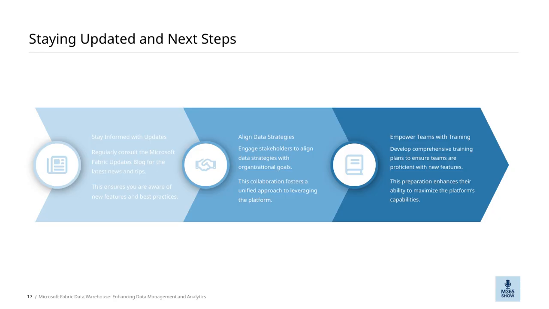Next, engaging stakeholders is essential. When everyone is aligned on data strategies and organizational goals, it creates a more unified and effective approach to using the platform. Collaboration at this level helps maximize the value you get from your data initiatives. Finally, staying informed with the latest updates is vital. Regularly checking the Microsoft Fabric Updates blog will keep you aware of new features, best practices, and tips. This continuous learning ensures you're always up to date and can adapt your strategies accordingly.